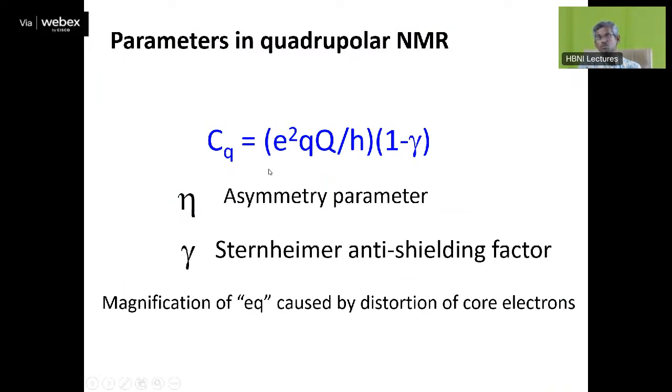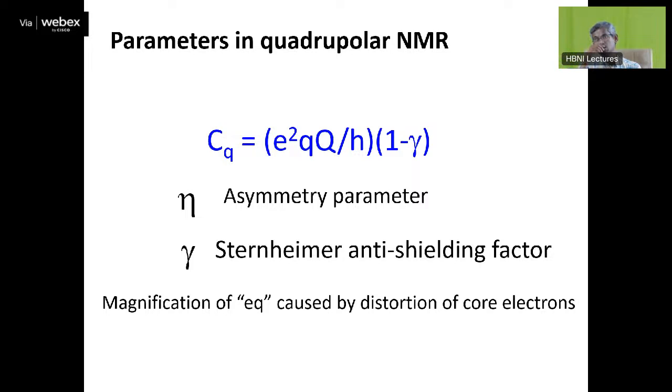In quadrupole NMR, the most important parameter is CQ, called the quadrupole coupling constant. Here e is the charge of the electron, q is the electric field gradient of the surrounding environment, and Q is the quadrupole moment of the nucleus. h, Planck's constant, we know. And gamma is a parameter called the Sternheimer anti-shielding factor.